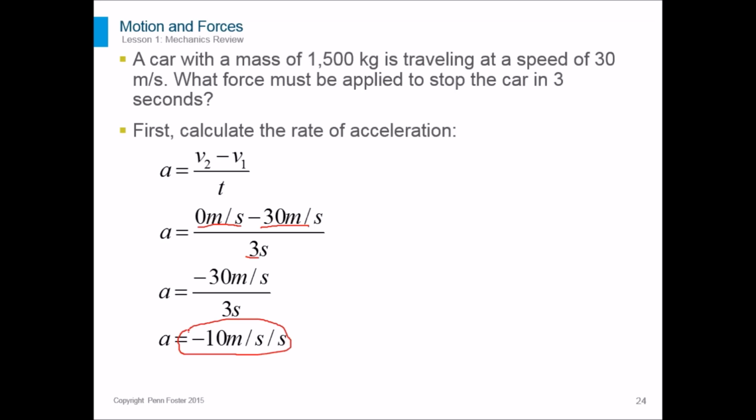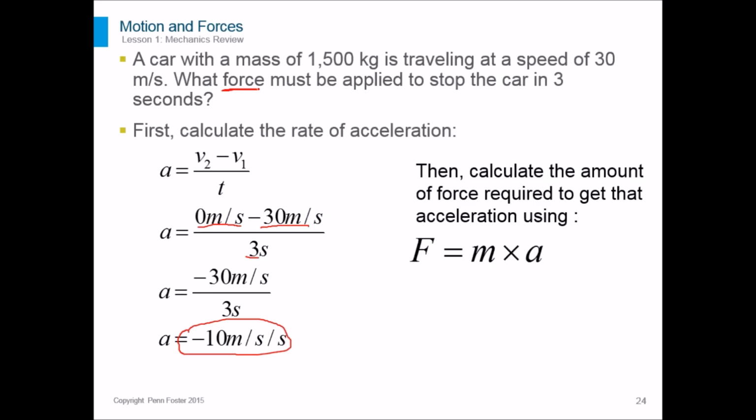So now that we have an acceleration, we can finish the problem. Remember, it didn't ask us anything about acceleration. It's asking us what force might be applied to stop the car. So our force is mass times acceleration. This is our Newton's second law formula. The mass was found in the problem, 1500. That's going to go here for mass. And the acceleration, well, we just solved for that over here. It's going to be negative 10. So we just put our numbers in, 1500 times negative 10.